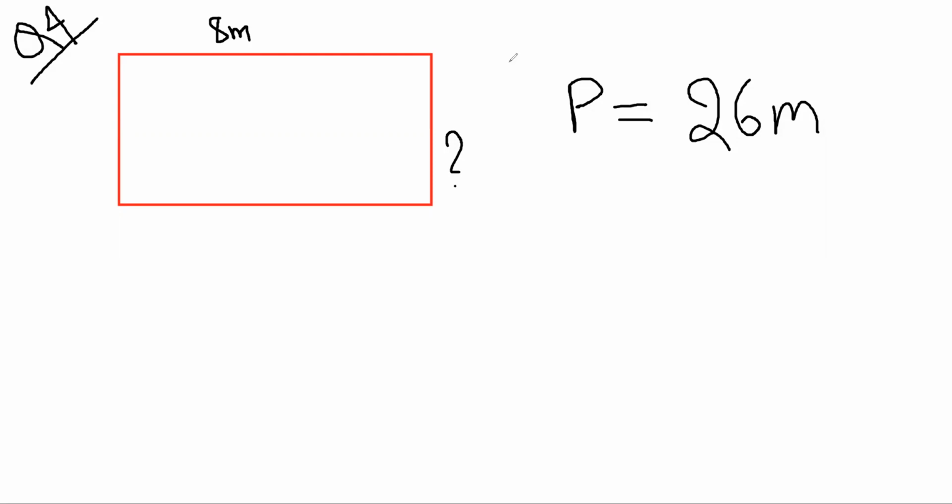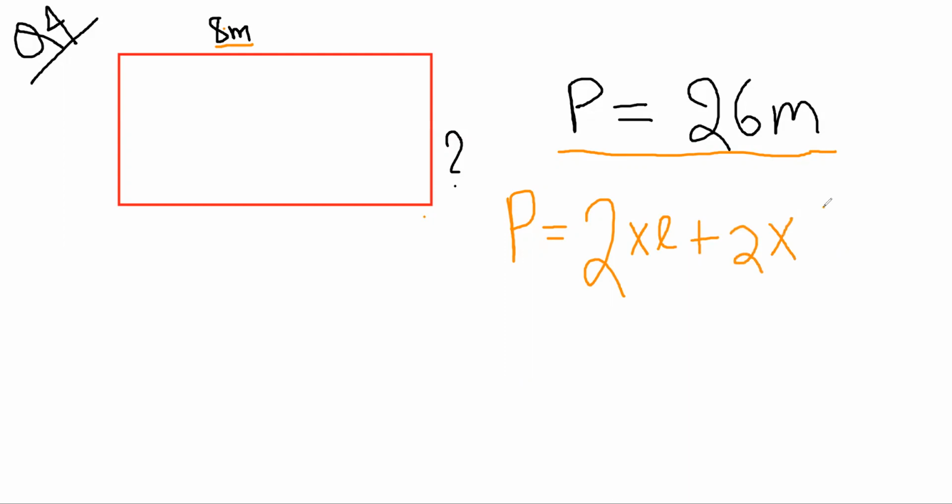Please listen carefully. In this question, perimeter is given 26 meter. Length of the rectangle is given 8 meter. And breadth is not given. It is asking about the breadth. So you know the formula of the perimeter. P is equal to 2 into length plus 2 into breadth. So here perimeter is given 26 meter. So just put this 26 over here.